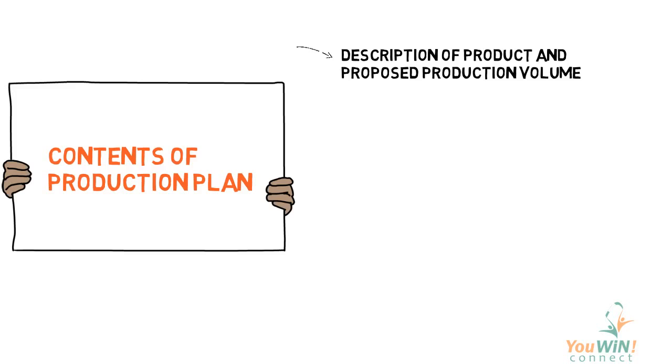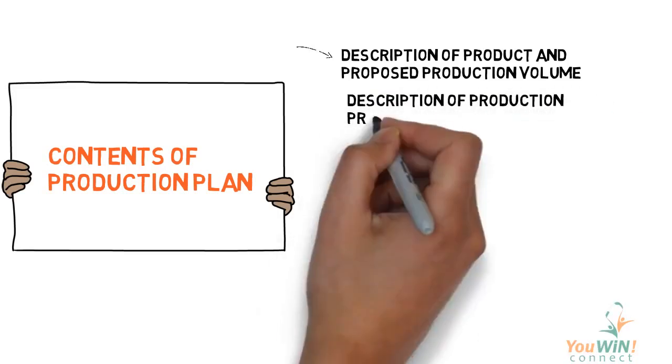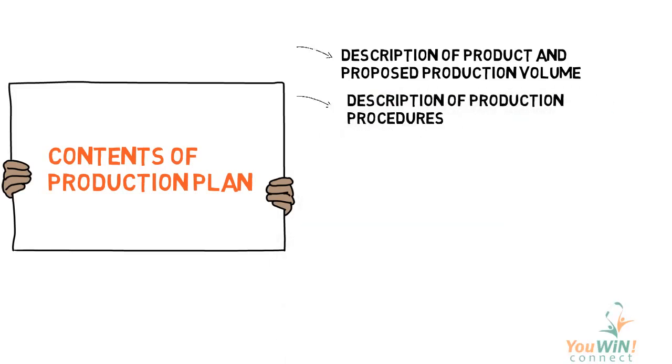The production plan would also have the production procedure. How would the products be produced? That is, what's the production process? What's the technology that will be used? The steps or components that will be used. That is, are we going to outsource or are we going to produce in-house? And why are we taking such decisions?